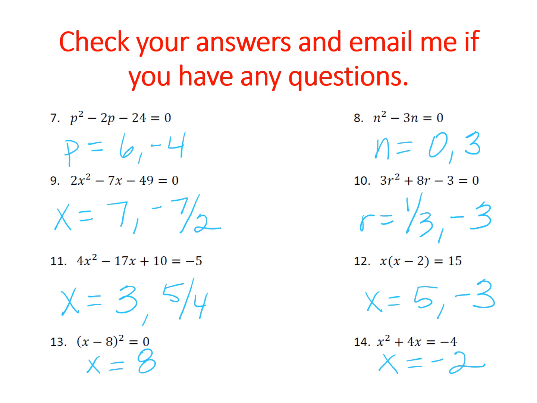So here are the answers. Notice again, I stuck with the letter P in number 7, N in number 8, and R in number 10. But it's fine if you use the letter Q. Fine if you use the letter X. Some students worry that if they don't write their answers in the same order that I have them, that means they're wrong. The order does not matter. So for instance, in number 7, if you wrote negative 4 and then 6, that is perfectly okay.